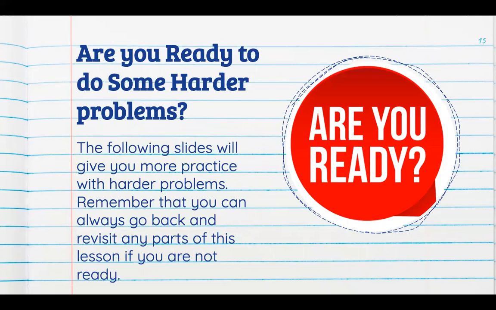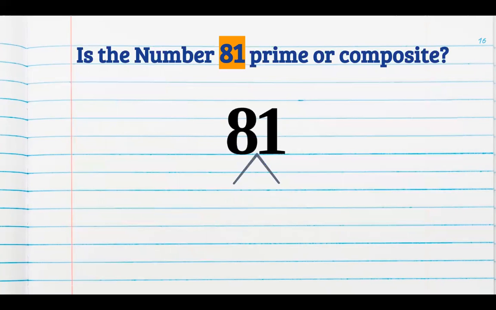So now we're going to move on and do some harder problems. Are you ready? The following slides will give you more practice with harder problems. Remember that you can always go back and revisit any parts of this lesson if you aren't ready. Okay, let's do it. This is your first problem. The number 81. Is it prime or composite?